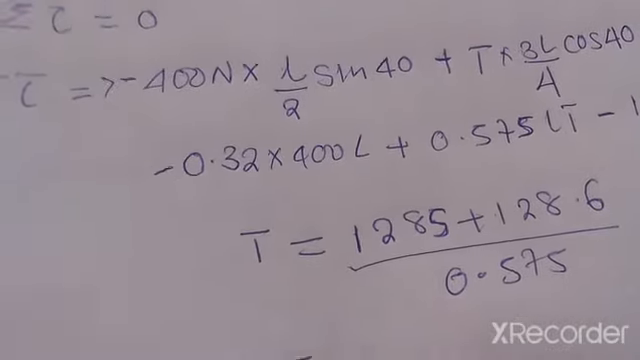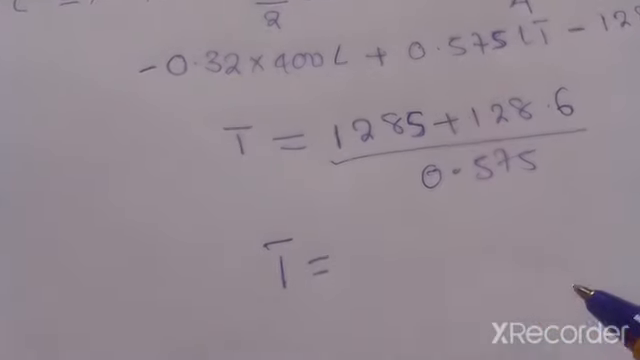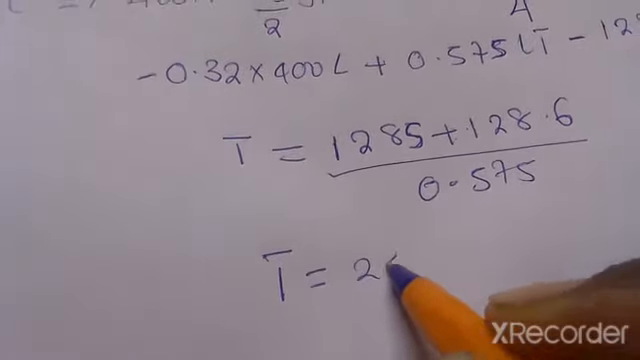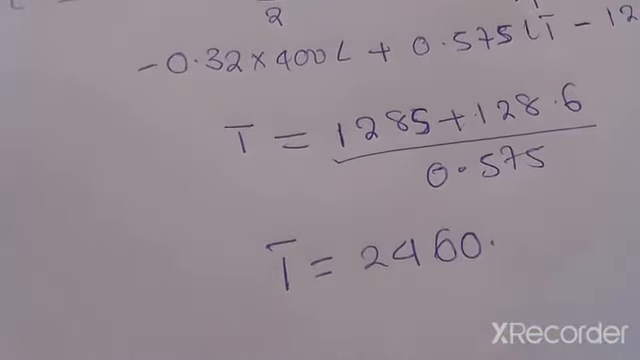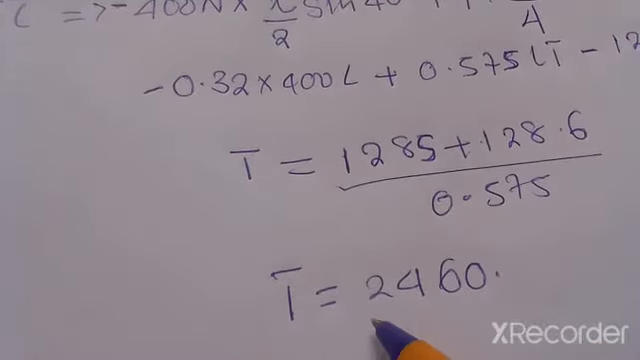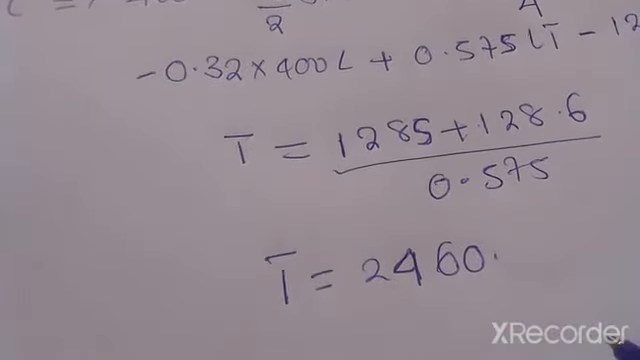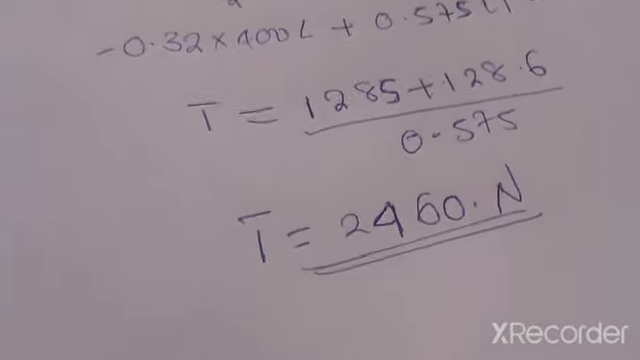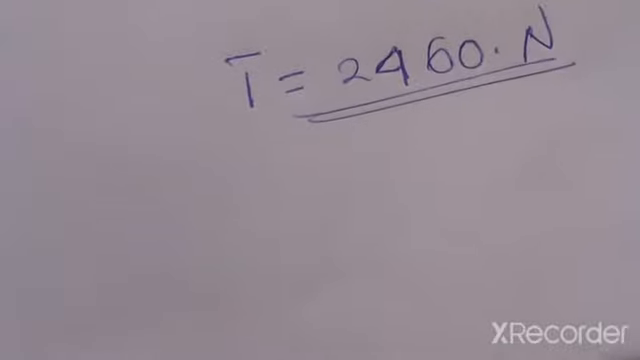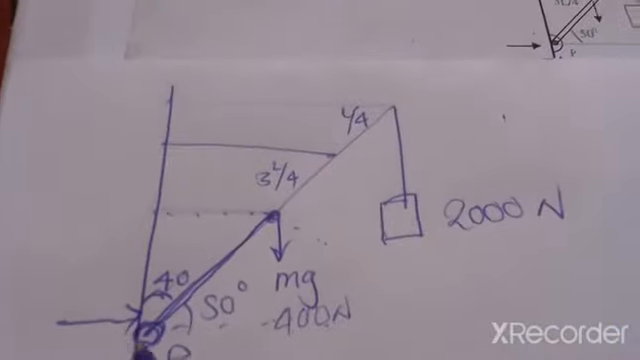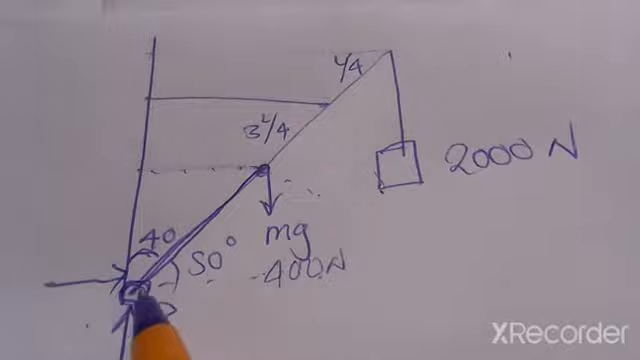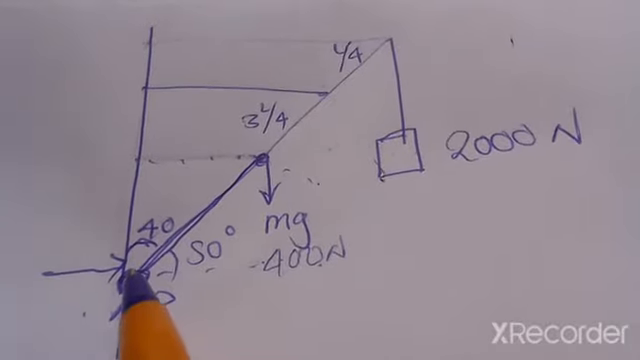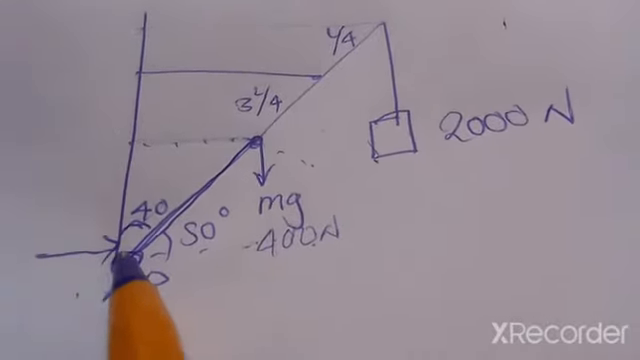So the tension I have calculated as 2460 point, if you round off, it's still going to give you 2460 newtons. That's the tension in the rope. Okay, now the question has also asked us to find the force on the boom by the pin at P. Okay, so we've got this pin at P here, where we've got the forces that are acting, where we are supposed to find the forces at this point.